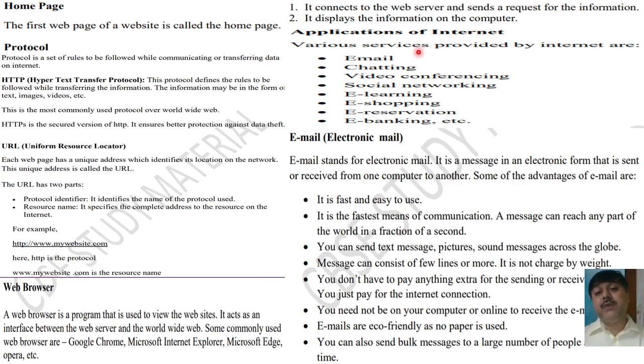So we have applications of the internet. What we can find is that we have different emails, chatting, video conferencing, social networking, and e-learning, isn't it? E-learning is something we have reserved for that particular work. We also have an e-banking system. So all these sections are there. Email is one of the very common and very important things that we can find.